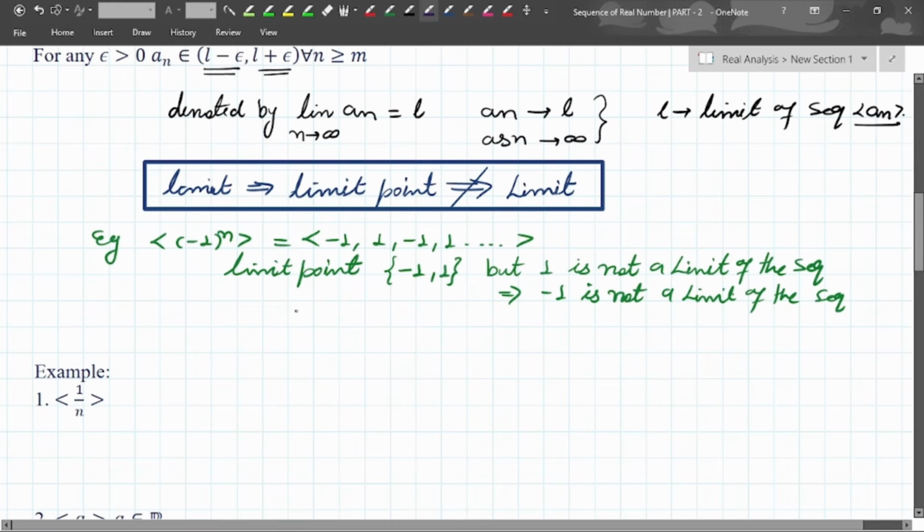If I take L, let's say L is equal to 1, I will take 1 minus epsilon, 1 plus epsilon. Are all the terms of the sequence belonging to this particular neighborhood of L or not? They are not belonging to this neighborhood. So this is the reason that 1 and -1 are not a limit of this particular example. And this is one of the important reasons.